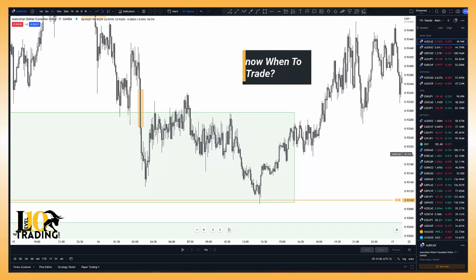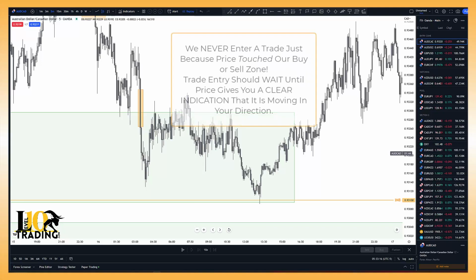How do you know when to enter? Just because price touches a zone does not mean we enter the zone right at that moment. And this is going to be a great example of why you would wait until price gives you a clear indication that it is moving in your direction.